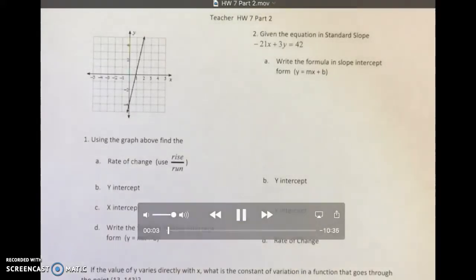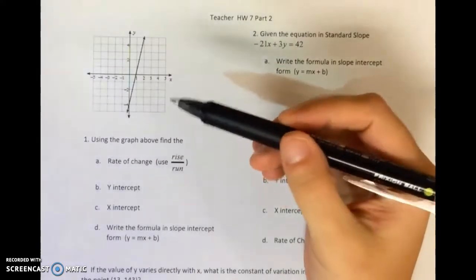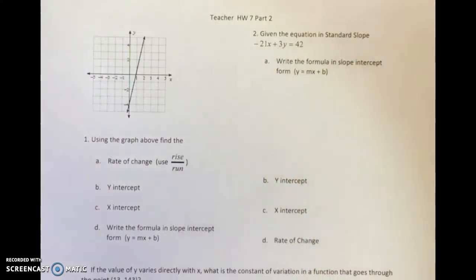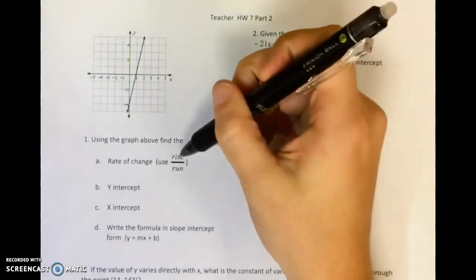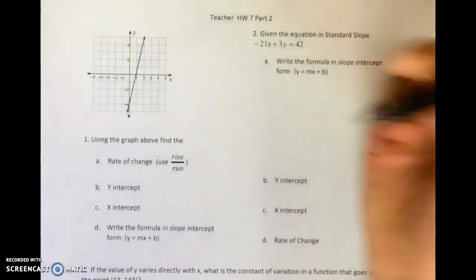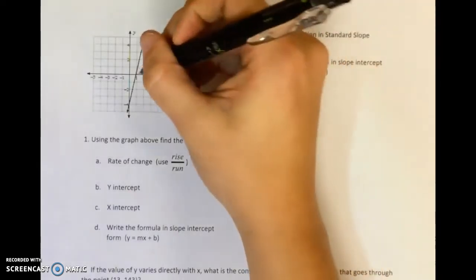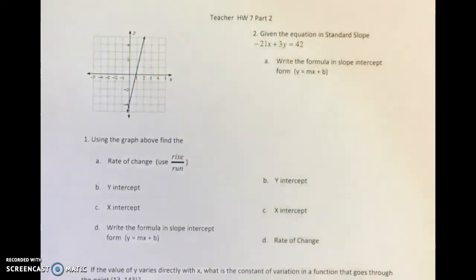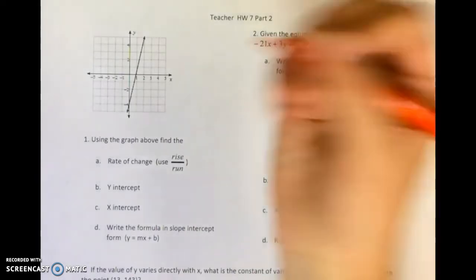So, in the first problem, you have to use the graph that they give you to find the rate of change. In this case, because you don't have a calculator at home, you're going to be doing rise over run. Usually, you would want to find 2 points and stat edit. But once again, not everybody has a calculator.